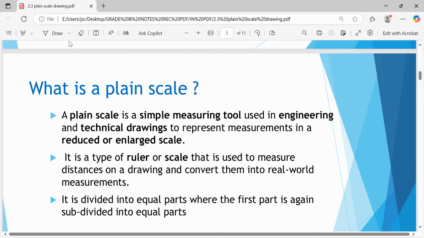Now, a plane scale in definition is a simple measuring tool that is used in engineering and technical drawings to represent actual measurements in a drawing. So you can also say they are used to represent measurements in a reduced or an enlarged scale.